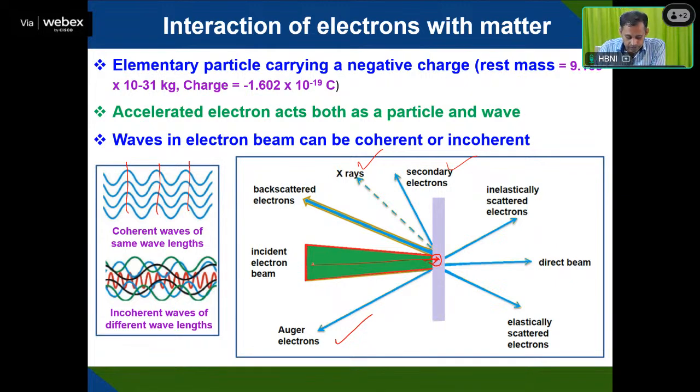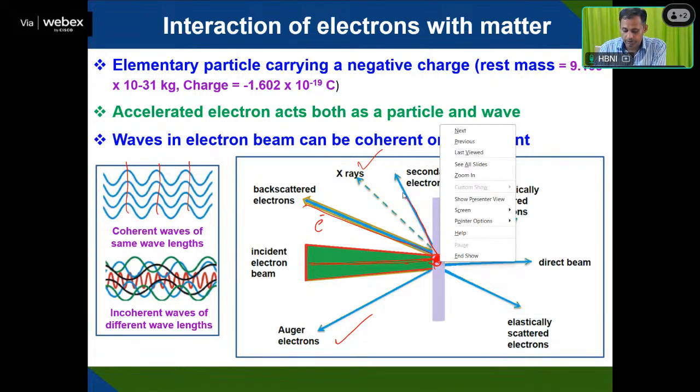If the incident electron beam comes here, after interacting, some of its energy will be lost as X-ray fluorescence or X-rays. Or the electron can be returned back after interacting with the material, which is a backscattered electron. Or the electron can be absorbed inside the material, and another electron comes out of that material.